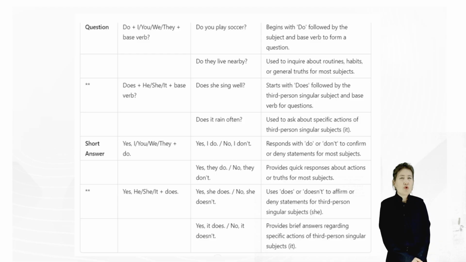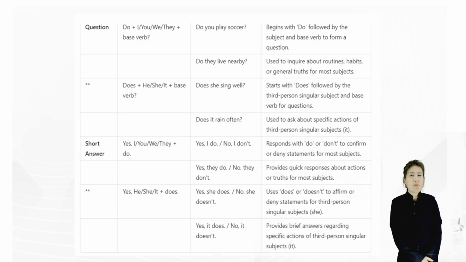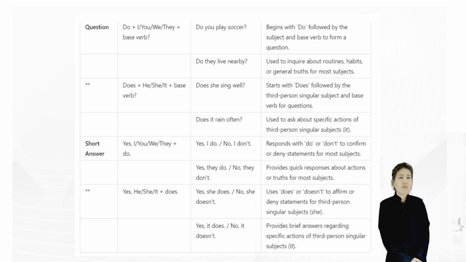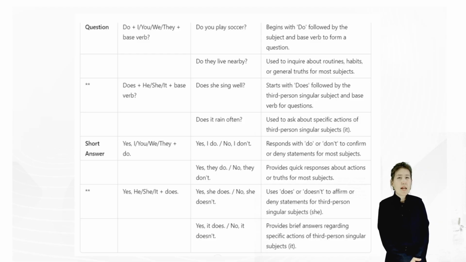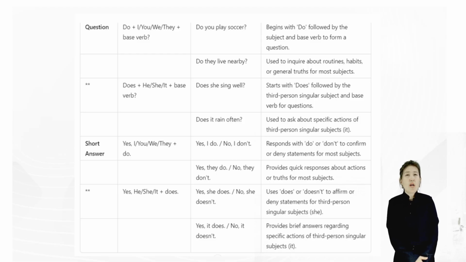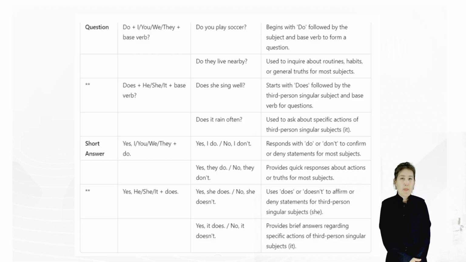Lastly, we use short answers to respond quickly to questions or statements. For instance, yes, I do, or no, I don't. Affirm or deny statements for most subjects. Similarly, for third person singular subjects, we say yes, he does, or no, he doesn't, depending on the question asked.